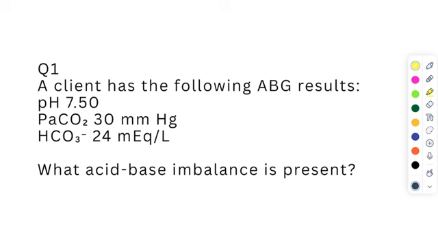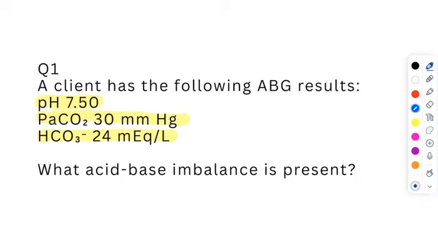Okay, so let's look at it together. The ABG of the patient is the following: pH of 7.5, a PaCO₂ of 30, and a bicarb of 24. What is the acid-base imbalance? I'm going to give you a couple of seconds to determine the acid-base balance here, and we're going to look at it together.